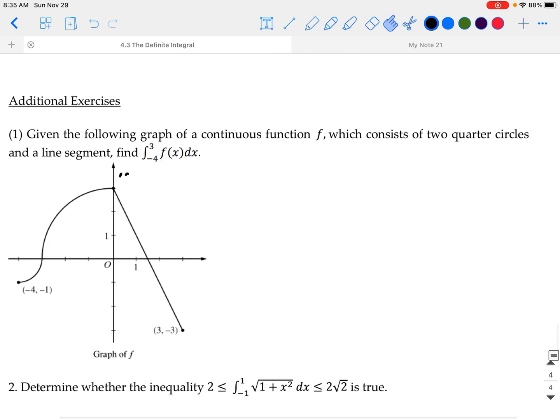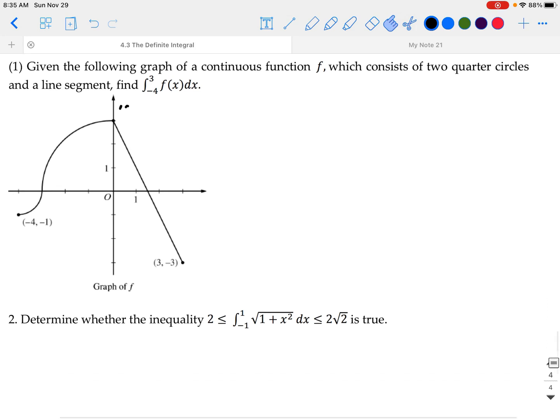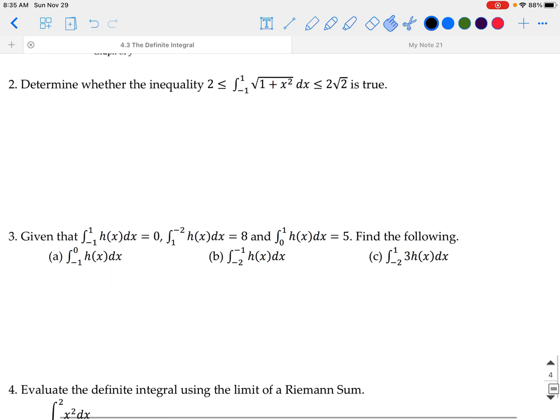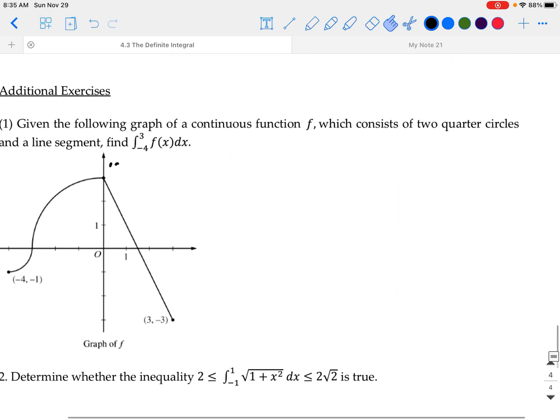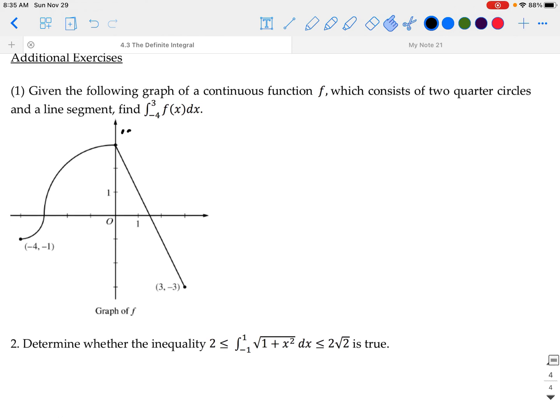All right, so getting to our additional exercises, we're going to use that idea of the definite integral for the first couple of questions here, and then on the bottom, we'll do another Riemann sum example. So for number 1, we've got a graph that has 2 quarter circles, which we can see on the left over here. One is below the axis, one is above the axis, so one is going to have positive area, one's going to have negative area. And then we've got a line segment. So we want to figure out the integral from -4 to 3 of f of x dx.